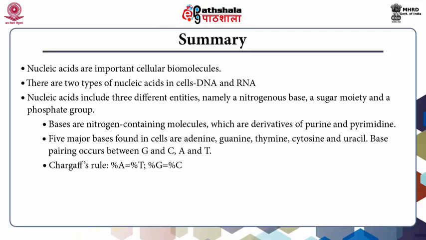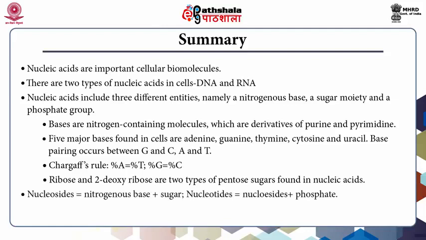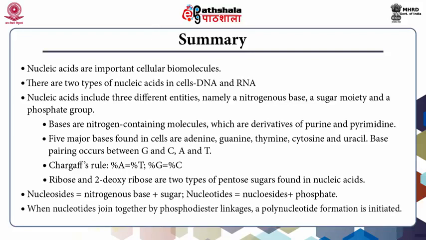So, Chargaff's rule says percent A will be equal to percent T, whereas percent G will be equal to percent C. Ribose and deoxyribose are two types of pentose sugars found in nucleic acid. Nucleosides are nitrogenous bases plus sugar, whereas nucleotides are nucleosides plus phosphate. When nucleotides join together by phosphodiester linkages, a polynucleotide formation is initiated.